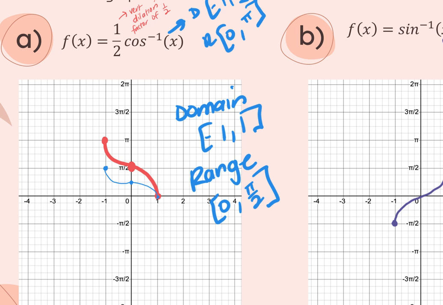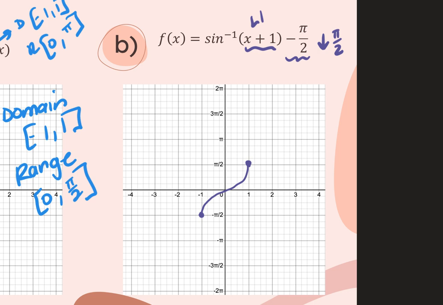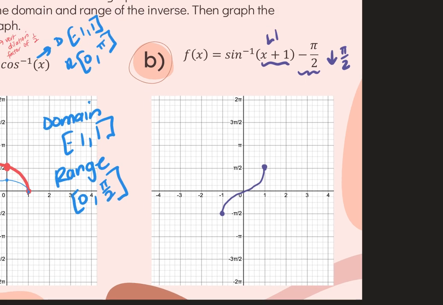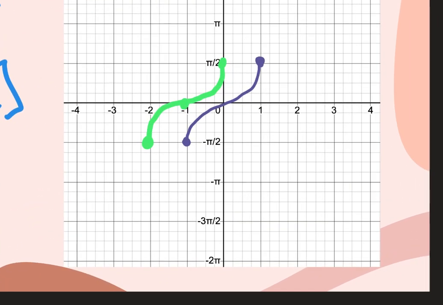Unless you mean the initial one? Yeah, the parent goes from -pi over 2 to pi over 2. Yep. Okay, so now let's do all the shifts, okay? We're going to shift left 1. So all these points go left 1, left 1, left 1. It would look like this. And then we want to shift down pi over 2. So I want to go down pi over 2, down pi over 2, down pi over 2, and there's the ending curve.